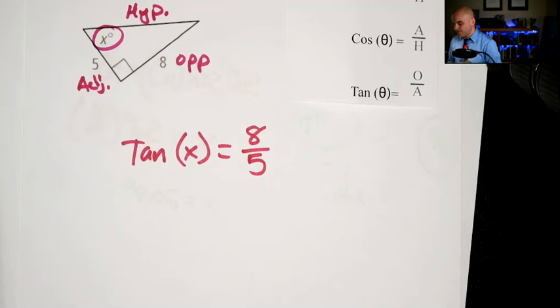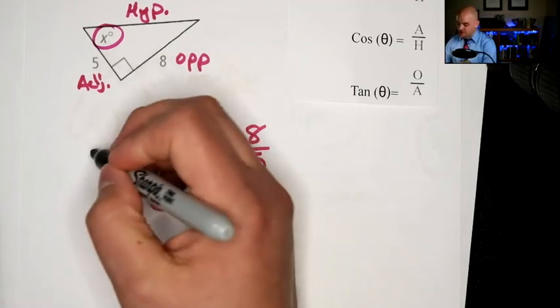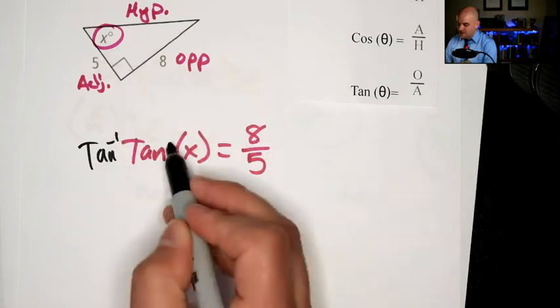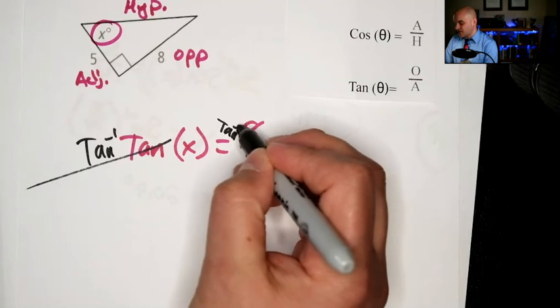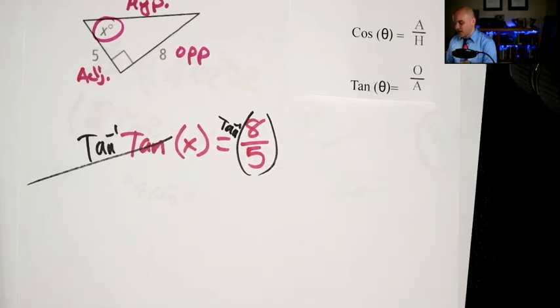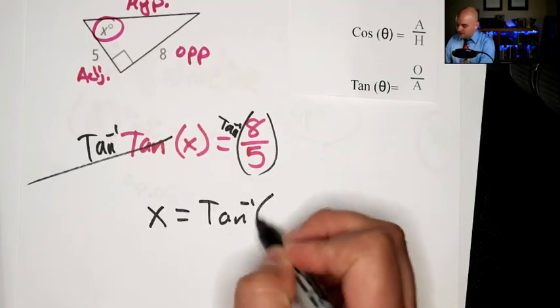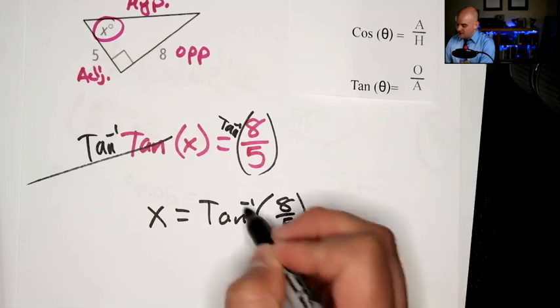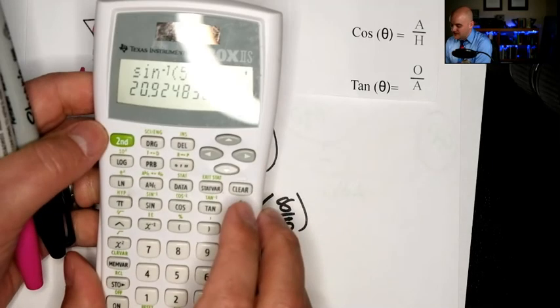All right? To get x by itself, I need to take the tan inverse of both sides. So I'm going to take the tan inverse of this side, cancels that out, gets x by itself. But then that means I also have to take the tan inverse of 8 over 5. So that's what I'm going to punch in the calculator. I get x equals tan inverse of 8 over 5. That little negative 1 up there just means the inverse, okay? So you don't get it confused with tangent.